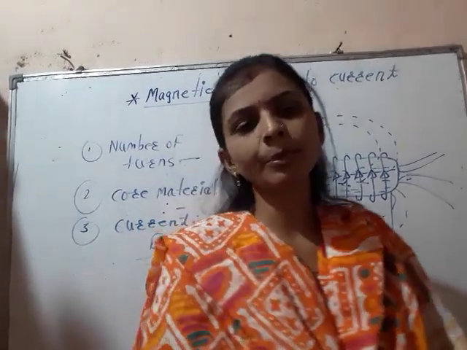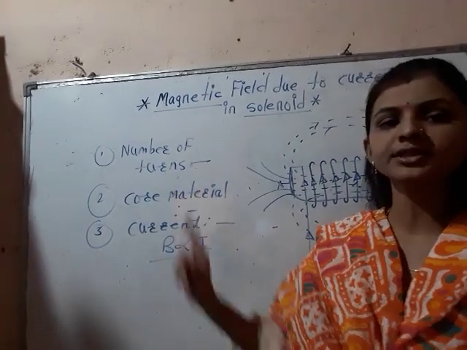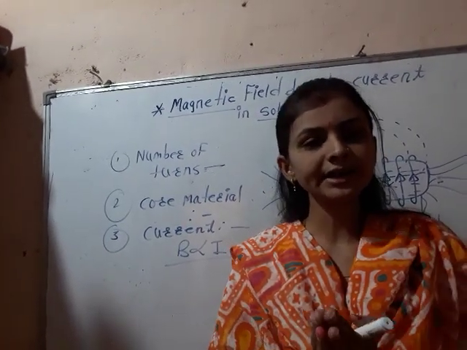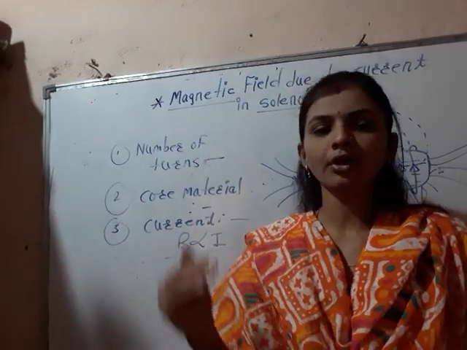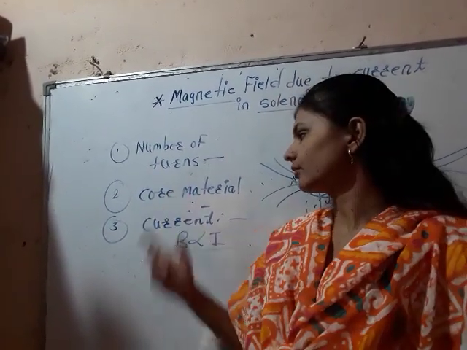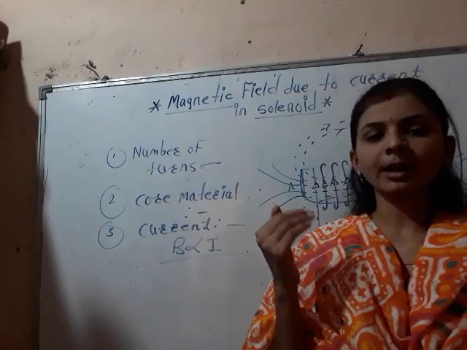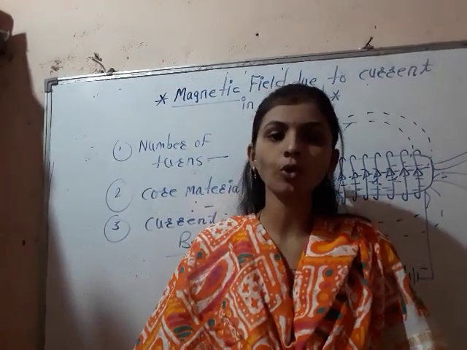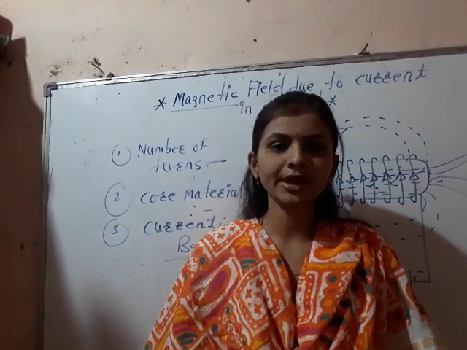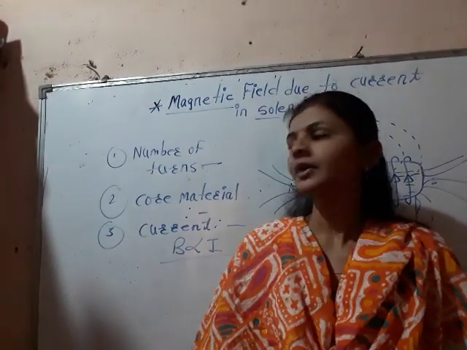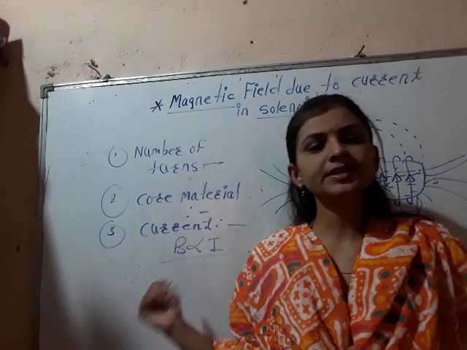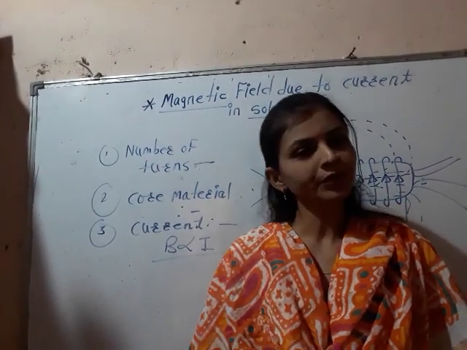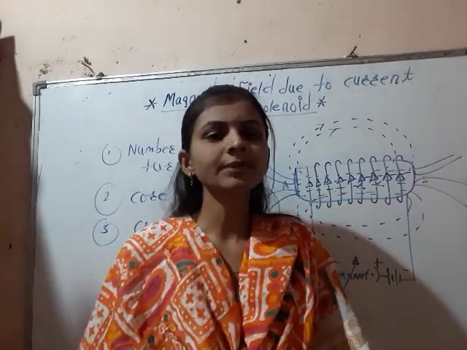Again it depends on something. First is the number of turns. The magnetic strength depends upon the number of turns. If the magnetic strength is more, then the number of turns is more. Then the second one is the core material. The capacity of the solenoid depends upon the core material, which type of material we are using. Next one is the current. So B is directly proportional to I. As the current increases, the magnetic strength also increases. So this is a solenoid.